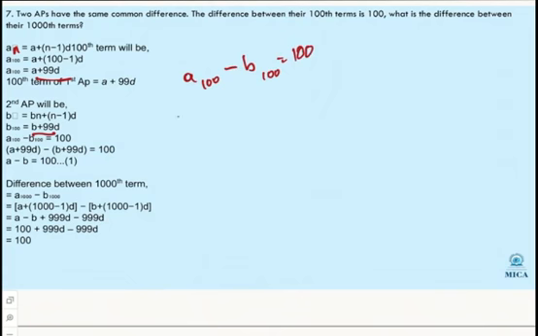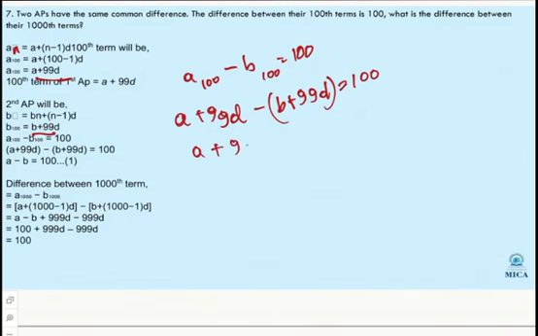We know what a100 is. So a100 is a plus 99d minus b plus 99d, which is equal to 100. So a plus 99d minus b plus 99d is equal to 100. 99d minus 99d gets cancelled. So a minus b is equal to 100.